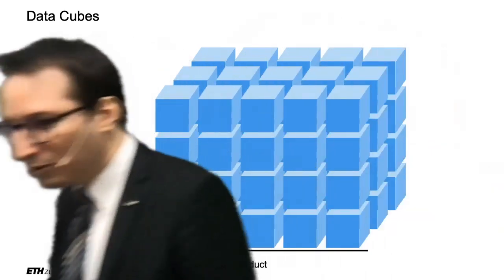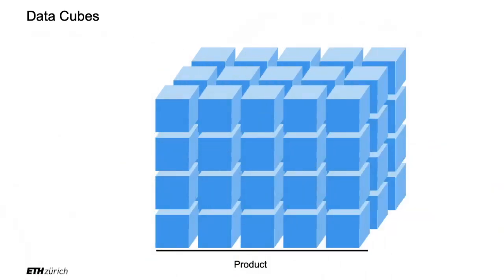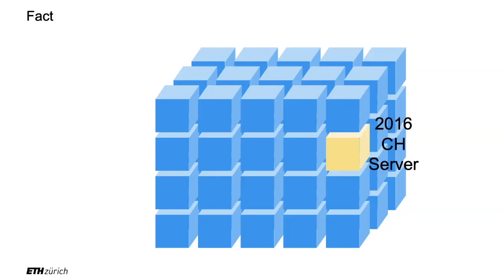There you go. You have a product. For example, is it a phone? Is it a television? That's what you're selling. And then what happens is that once you have decided what your dimensions are, you'll see all these little cubes that make up the big cube. Every one of these little cubes corresponds to the intersection of these dimensions and is one value.